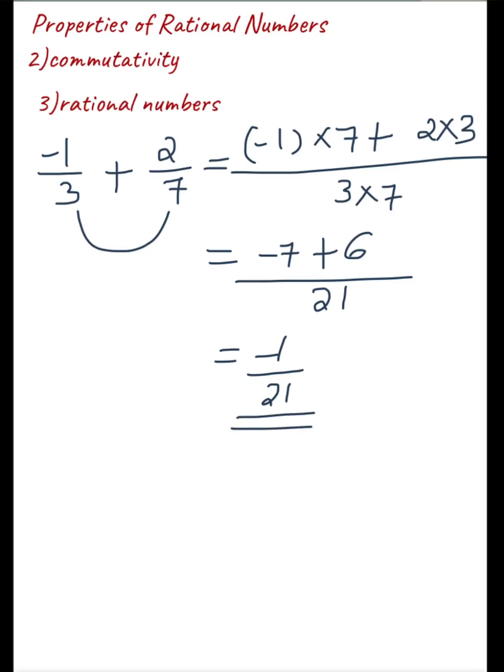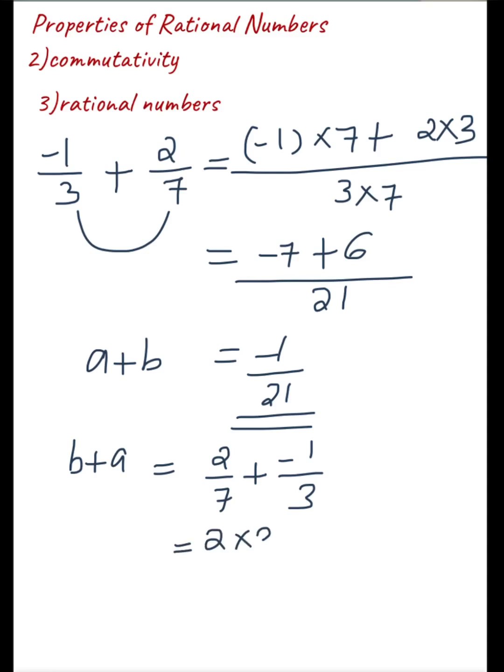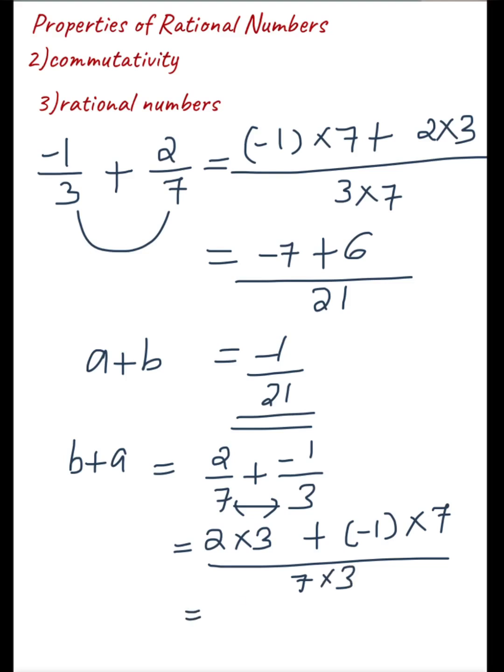Now let's do the reverse. So this is A plus B. Now let's do B plus A. That is 2 by 7 plus minus 1 by 3, just reversing the numbers. So 2 into 3 plus minus 1 into 7, that is cross multiplying, divided by the denominator, 7 into 3. 2 into 3 is 6, plus minus 1 into 7 is minus 7, divided by 21. That is minus 1 by 21.